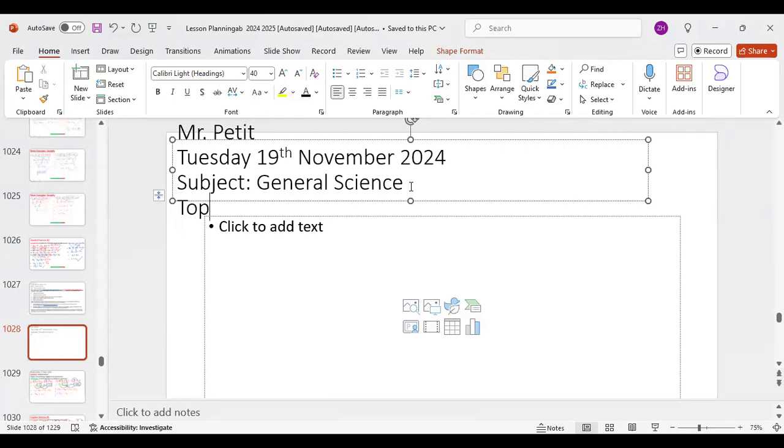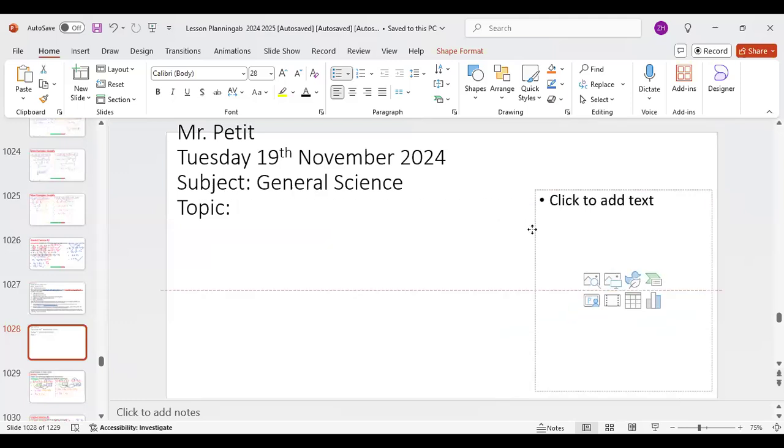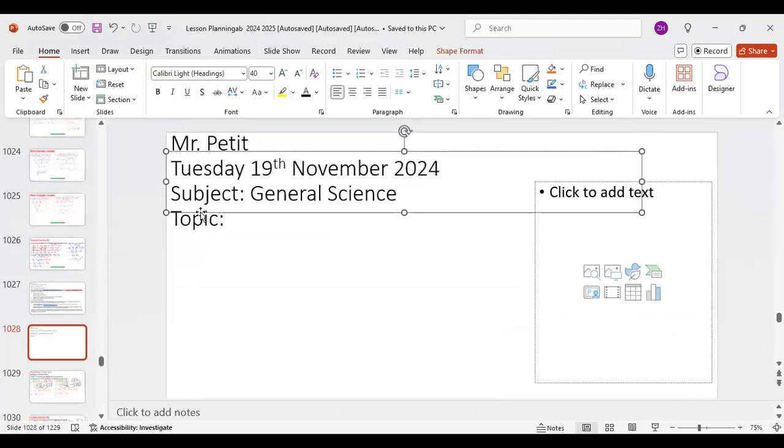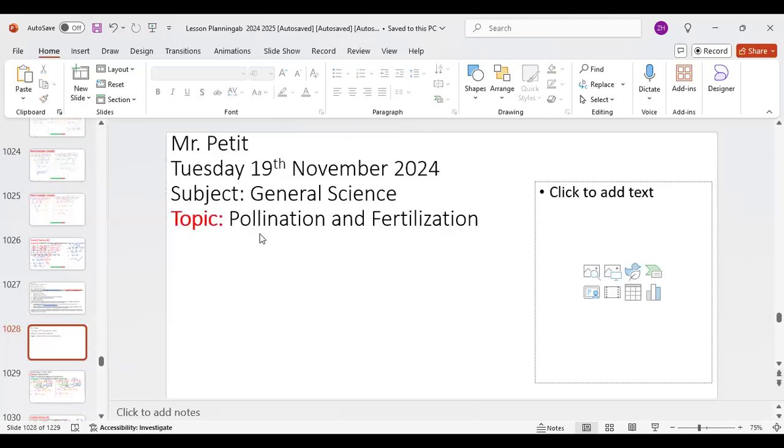All right. So the last thing we did was we were talking about the flower. We were talking about the parts of the flower and their significance. Today we're going to be talking about pollination. How does that happen and stuff like that? Pollination and fertilization. So we're going to be looking at pollination and fertilization. Some people spell it with an S, but some people spell it with a Z as well.